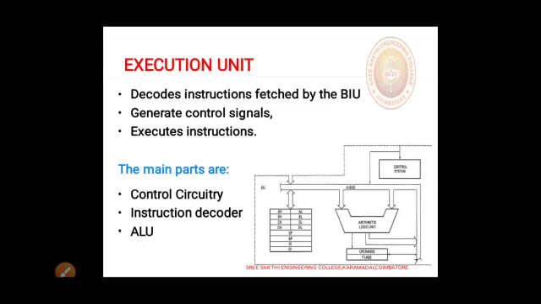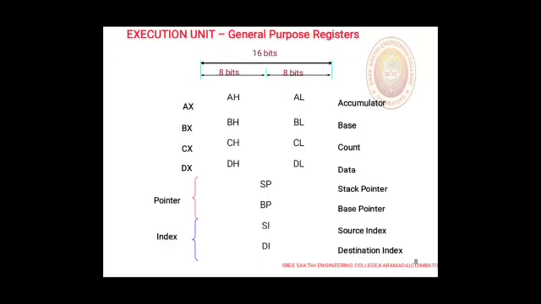It decodes the instruction fetched by the BIU unit, and the ALU is used to perform the arithmetic and logical operations of the 8086 processor. The execution unit has 4 general purpose registers: AX, BX, CX and DX. AX is a 16-bit register which is split into 2 8-bit registers, AH and AL, and is known as the accumulator register. BX is split into BH and BL, and is denoted as the base register. CX is split into CH and CL, and is denoted as the count register. DX is split into DH and DL, and is denoted as the data register.